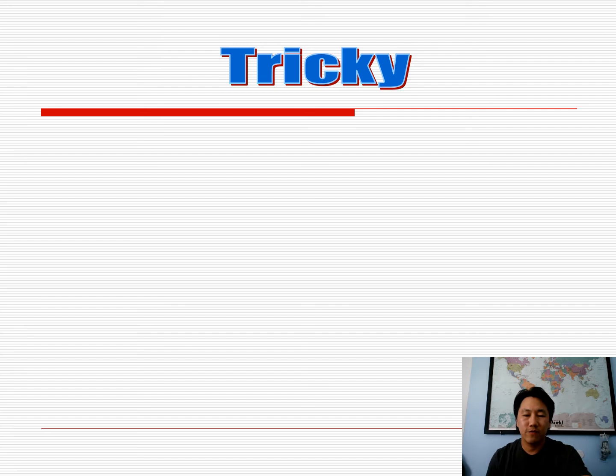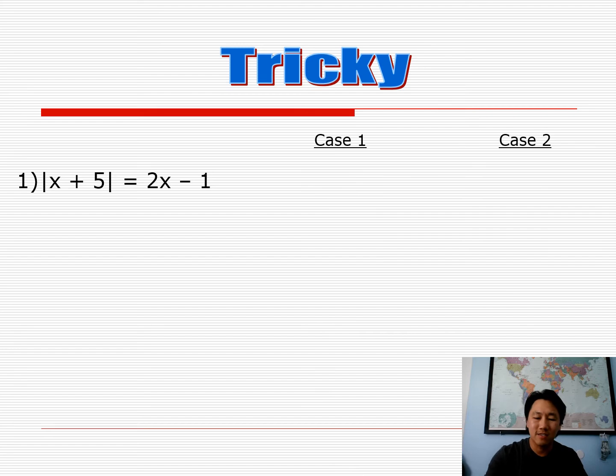All right, let's go ahead and do a few tricky ones. Here's our first tricky one. The absolute value of x plus 5 is equal to 2x minus 1. Again, we have two cases. There's the first case. Rewrite the equation without the absolute value and solve it. Subtract x from both sides, add 1 to the other side. You should get x equals 6.